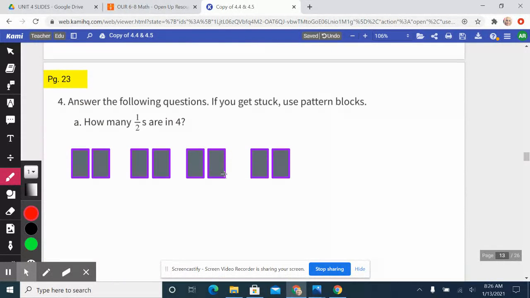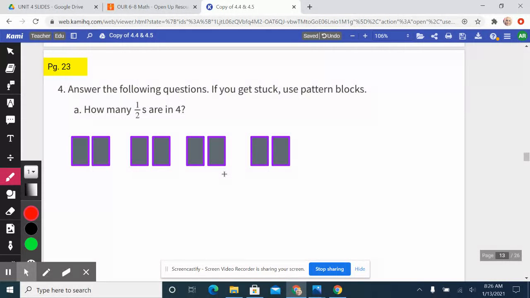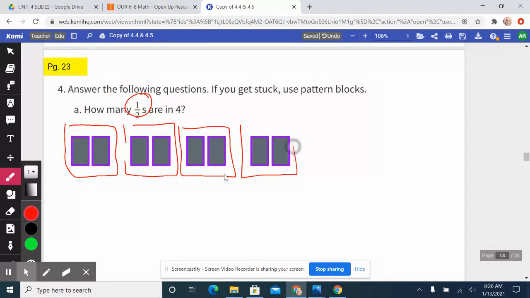All right, now you're still on page 23, but we're doing number 4. So answer the following questions. How many 1/2s are in 4? So what you can do is make this an actual square, right? I separated them just so you could visually see it. Now, if I cut that box in half, right? How many do you see now? And the answer should be 8.